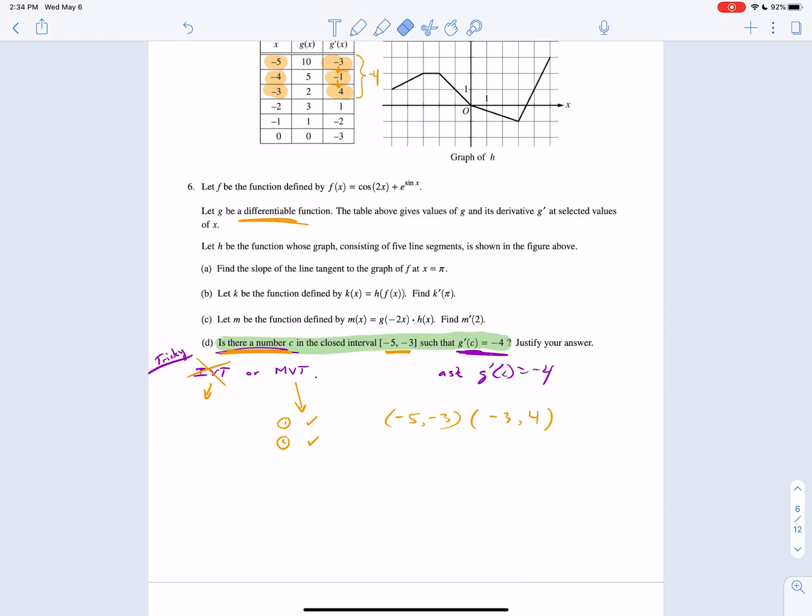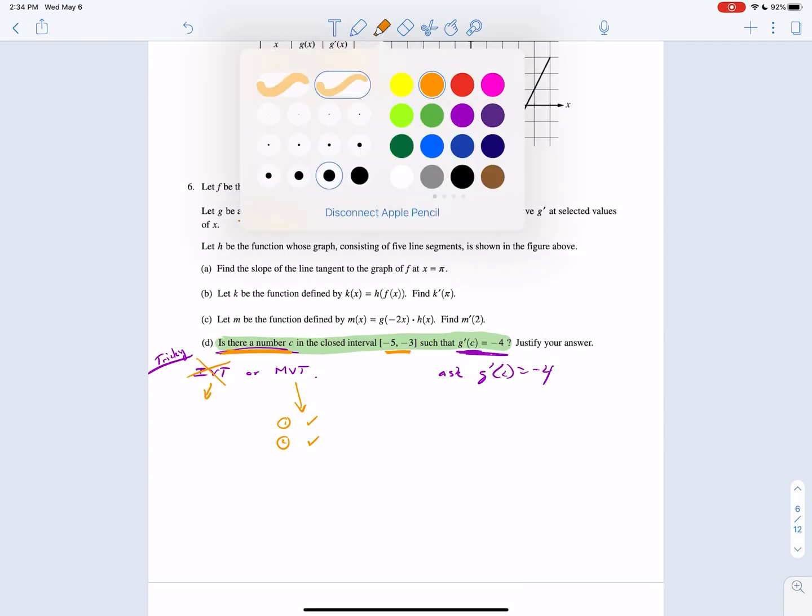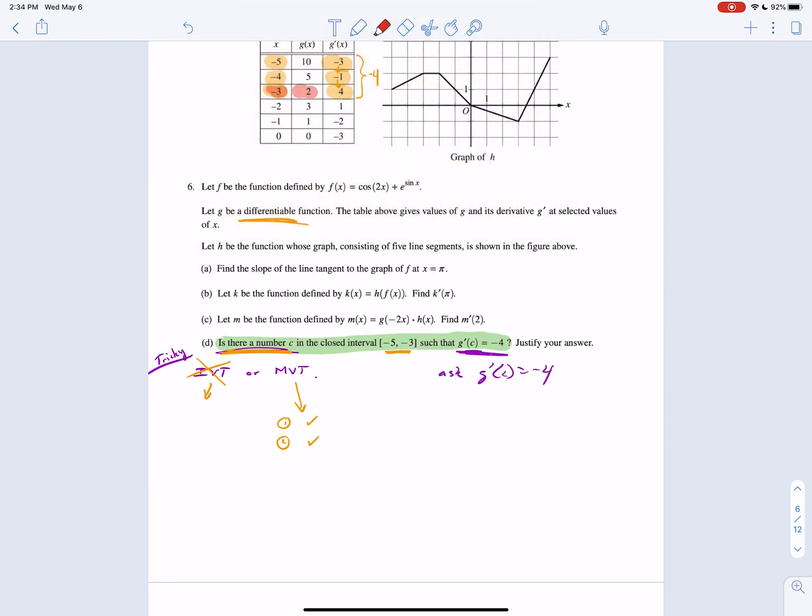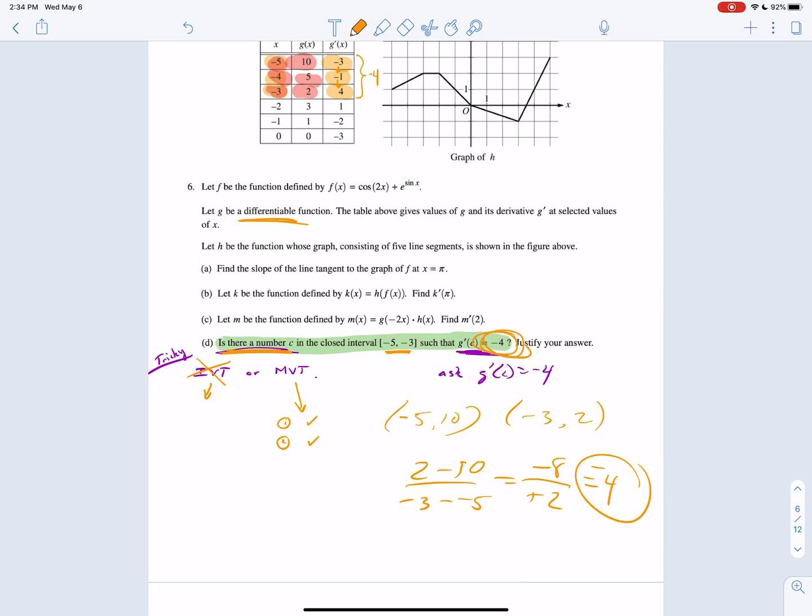Let's try, oh, I'm sorry, MVT. So we actually have to use the G, sorry. So -5, 10, -3, 2, 2 minus 10 all over -3 minus -5, that's -8 over 2, which is -4, which is exactly what we want. So therefore, by MVT, and so on. Okay.